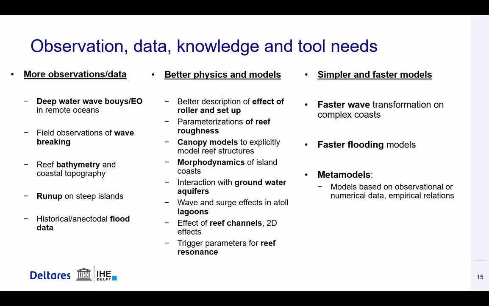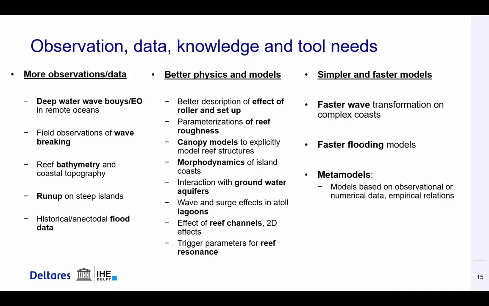And there's a big wish list on the better physics and models. We need to describe the wave breaking and the roller and the setup effects better because we're under-predicting these right now. We don't know yet exactly how to parameterize reef roughness. Given a certain reef canopy, what's the roughness, the friction coefficient that is associated with it. We can go forward and we can include these reef structures in our modeling, and then we have to develop canopy models, which is already happening, but this is something that we need to develop in the future.